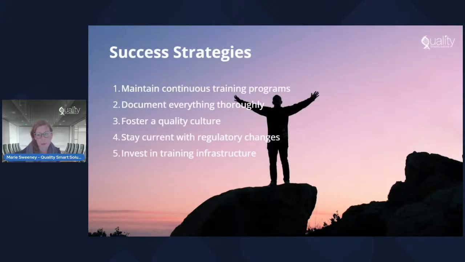So what can we see for success strategies? Number one, continuous training programs. Number two is thorough documentation. Make sure it is thorough at all times. Number four is cultivating a quality culture and ensuring that people feel involved and have personal ownership, and then staying updated on all regulatory changes and updates. And then number three, investing in that training infrastructure. Again, the more your staff is ready to maintain compliance, the more you are going to be in compliance.